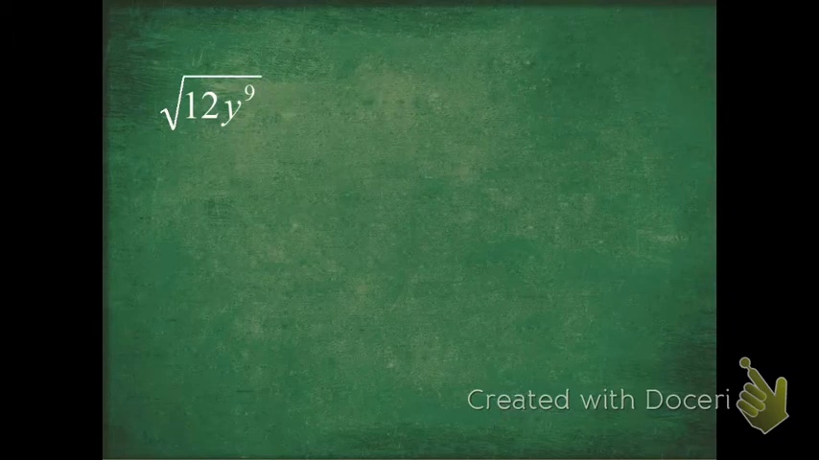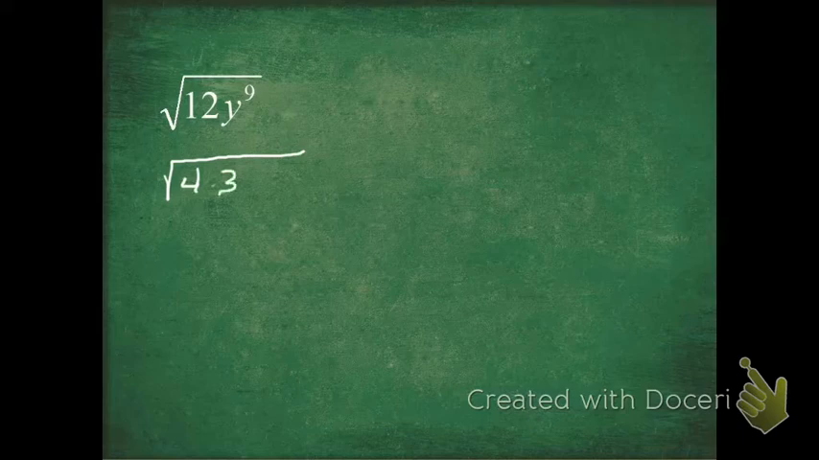Okay, sometimes you'll have a combination of numbers and variables. That's okay. Just take them in separate parts. So for 12, I'm going to rewrite 12 as 4 times 3 because 4 is the largest perfect square factor of 12. Y to the 9th, I'm going to rewrite that as y to the 8th times y to the 1st.